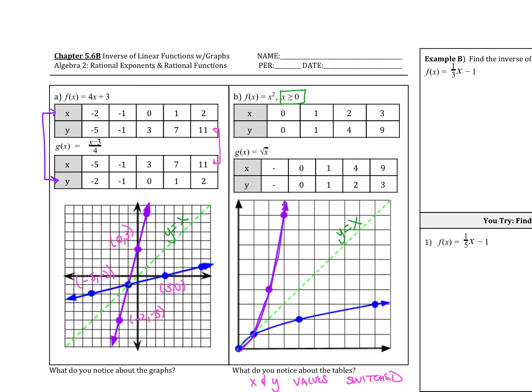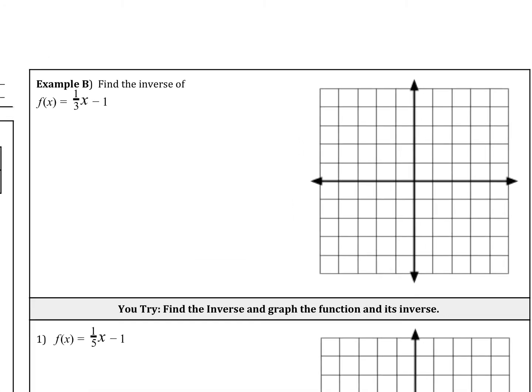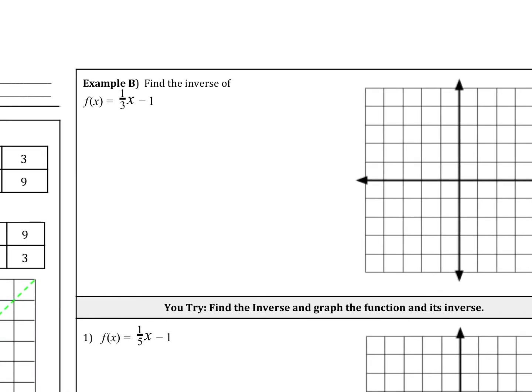So now what we're going to do is go ahead and find the inverse of this function here, f of x equals 1/3 x minus 1. We did that previously in the other lesson. The very first thing we want to do is change f of x to y: y equals 1/3 x minus 1. Then we switch the roles of x and y.